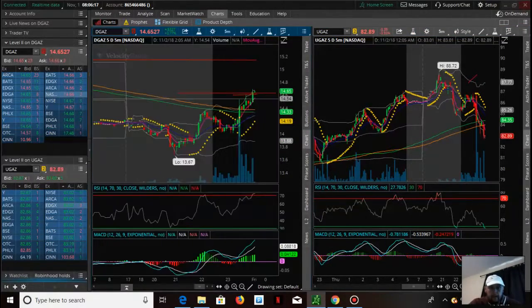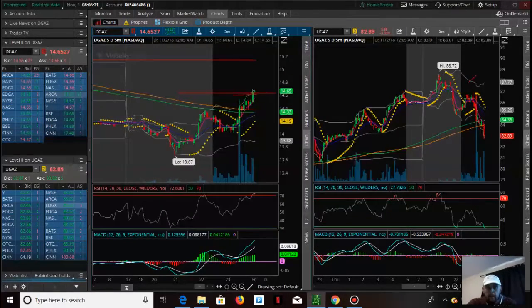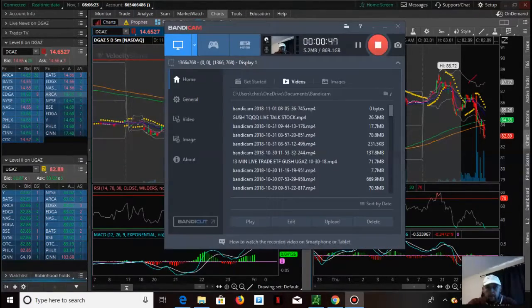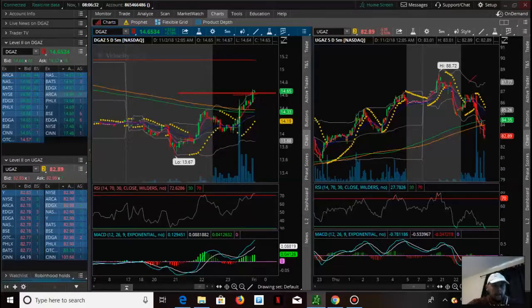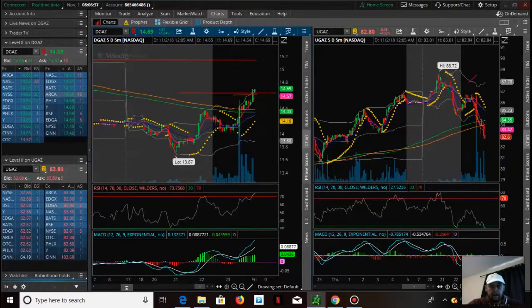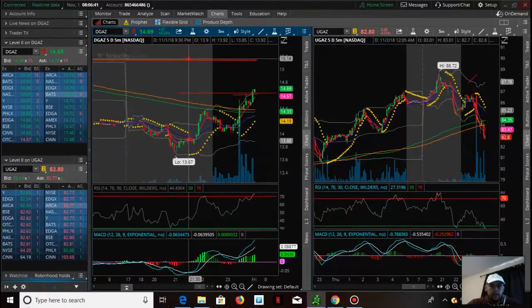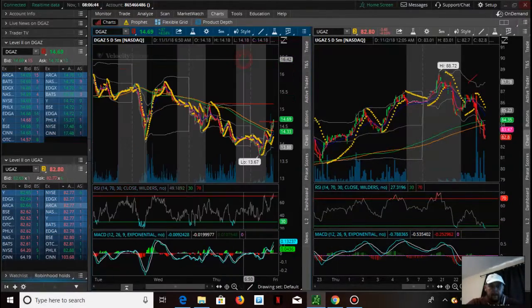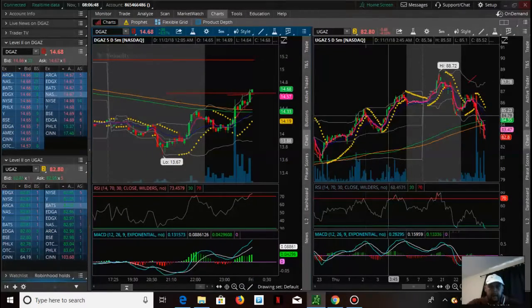Alright, so basically what I see attractive with DGAZ is that it is in an upward pattern. It is very overextended and the RSI is very high, and UGAZ is looking for a reversal, if we look over here. But there's a lot of margin to make up in this position right here with DGAZ. So I've held on to this position and it's going up.